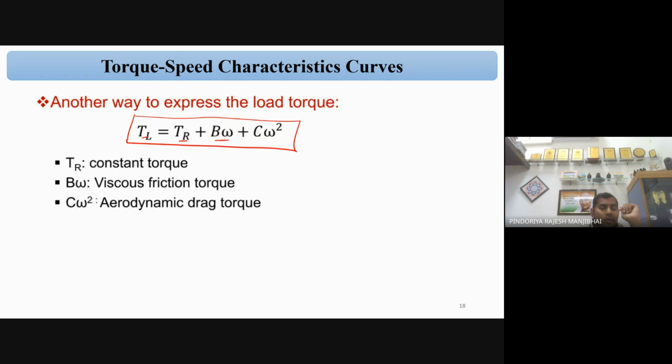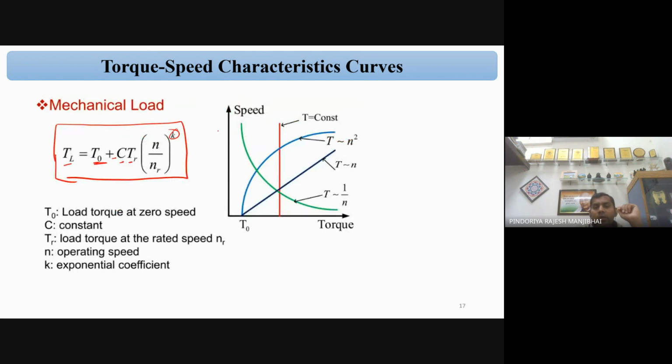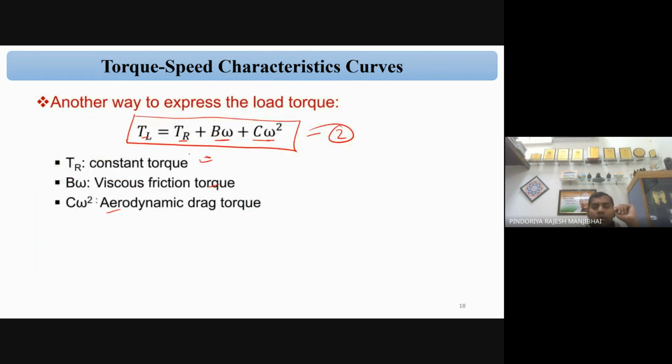And we also implemented it in MATLAB Simulink, correct? All of you implemented this equation in MATLAB Simulink, correct? So TL equals TR plus B omega plus C omega square, where TR is a constant torque in Newton-meter, B omega is the viscous friction torque, and C omega square is the aerodynamic drag torque, okay? So this is equation number 2, and that is equation number 1. These are the most important equations, equation 1 and equation 2.